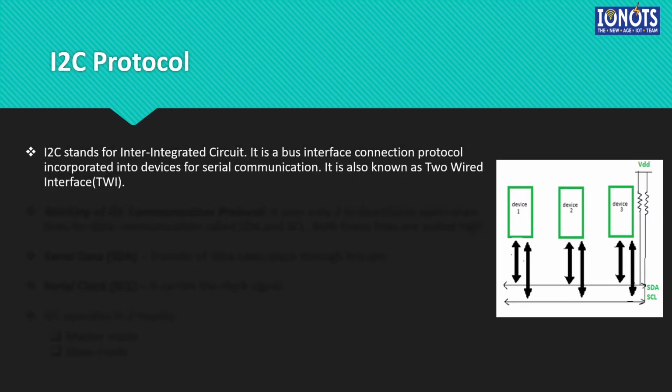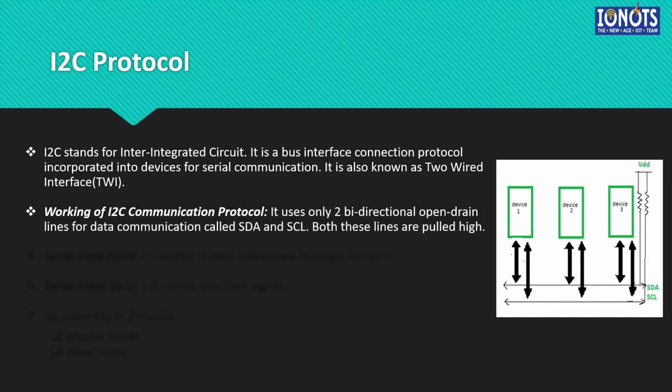So as you can see in the figure to your right hand side, the SCL stands for serial clock. And that is the clock which we are talking about when it comes to synchronous communication protocols. Now let us look into the working of an I2C communication protocol. I2C communication protocol uses two bidirectional open drain lines for data communication called SDA and SCL. What do we understand? We only have two lines over here, unlike the four lines in SPI.